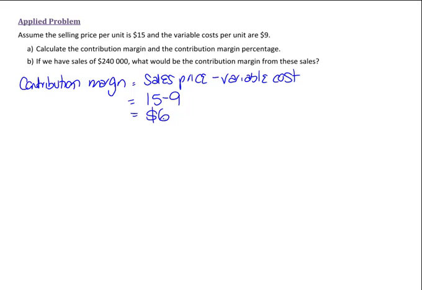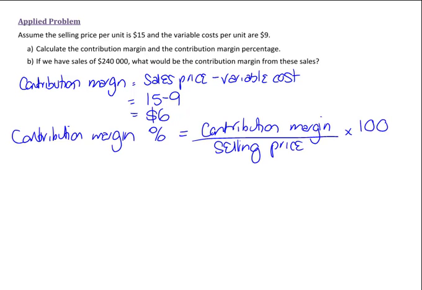Now to get the contribution margin percentage, that's going to be your contribution margin over your selling price. So that there is your fraction, which you then convert to a percentage by timesing by 100. Okay, so let's look at our details. Contribution margin was 6. Our selling price was 15. And we're going to times that by 100. So 6 divided by 15 times by 100 gives me 40%. So your contribution margin percentage is 40%.